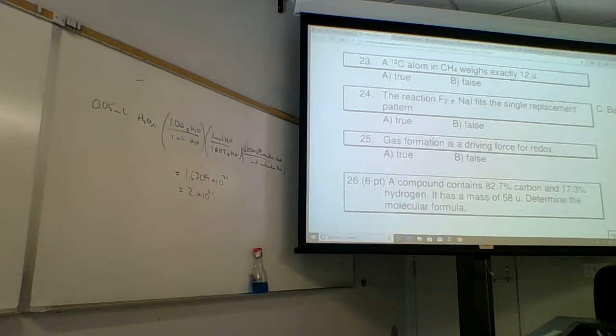25, gas formation is the driving force for redox. False. That's false. Gas formation is the driving force for what type of reaction? Metathesis.